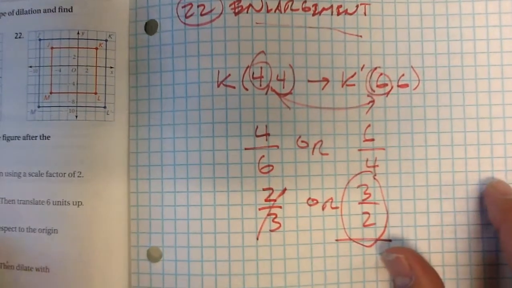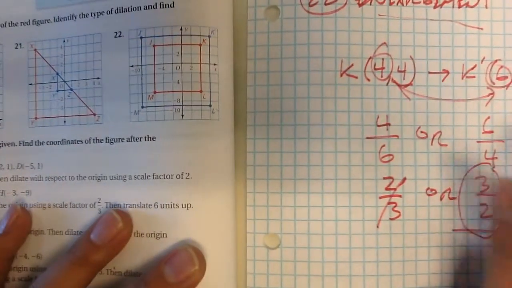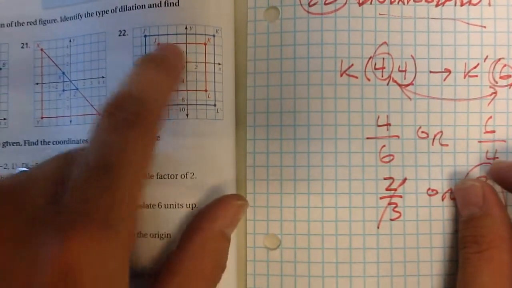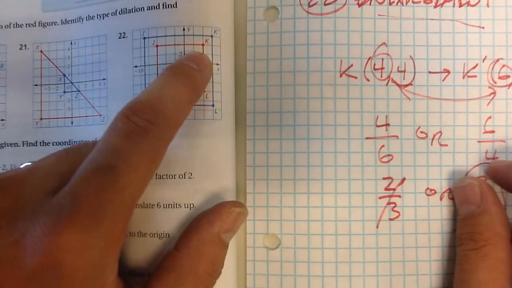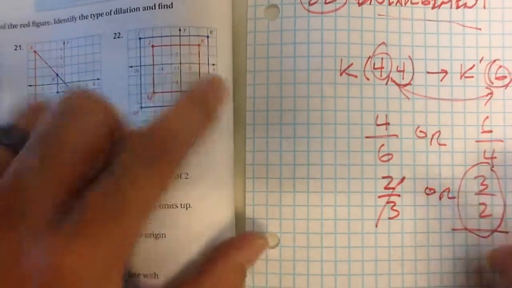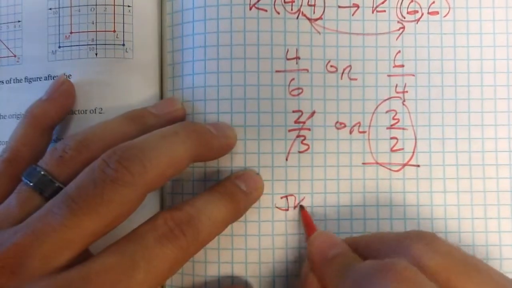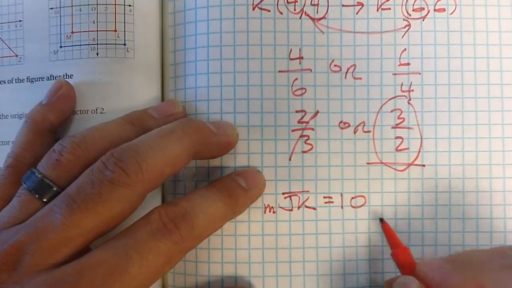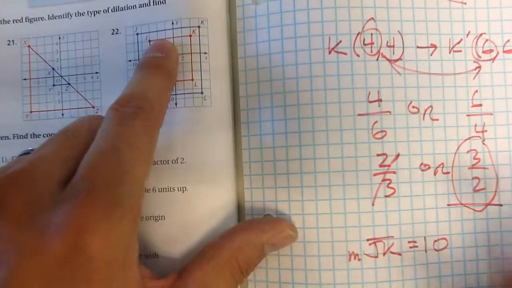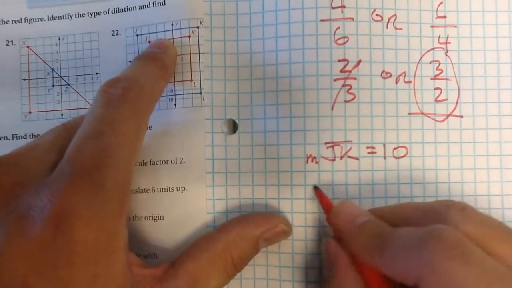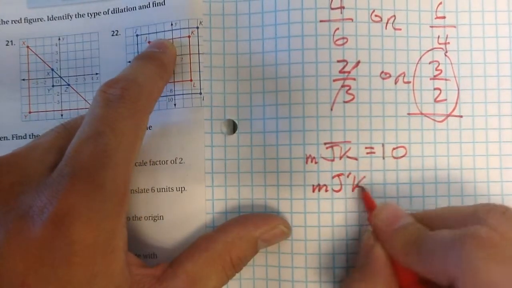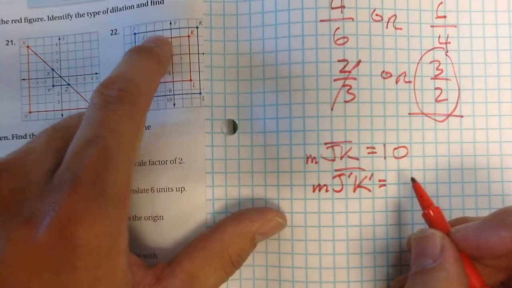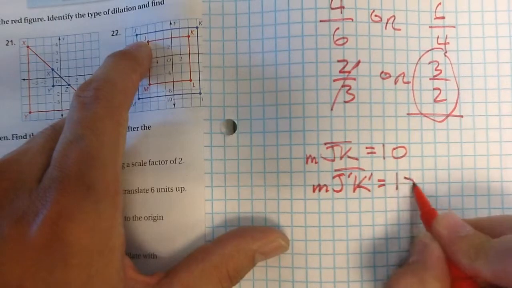Now, here's another way to do the enlargement. If I go back to the picture, another way you can do this is just to pick a side. Let's say I pick this top side right here, JK. So since this graph goes by 2's, the measurement of JK has a length of 10 units. Now, if I look at the measurement of J prime K prime, and it goes by 2's, 2, 4, 6, 8, 10, 12, 14, 15.